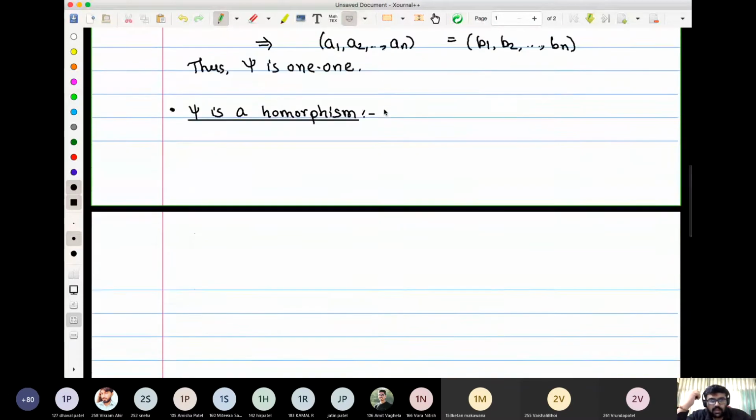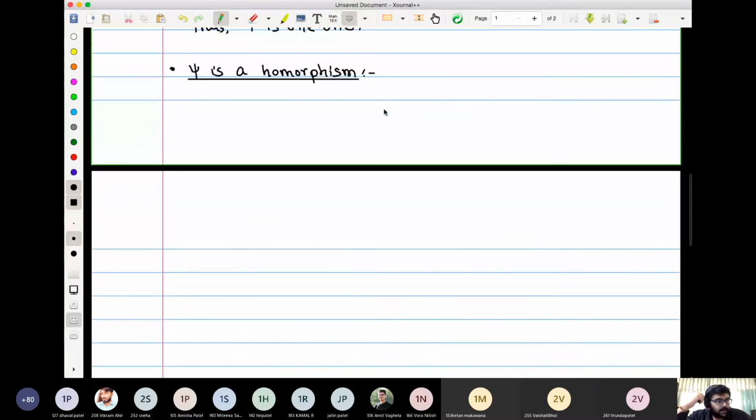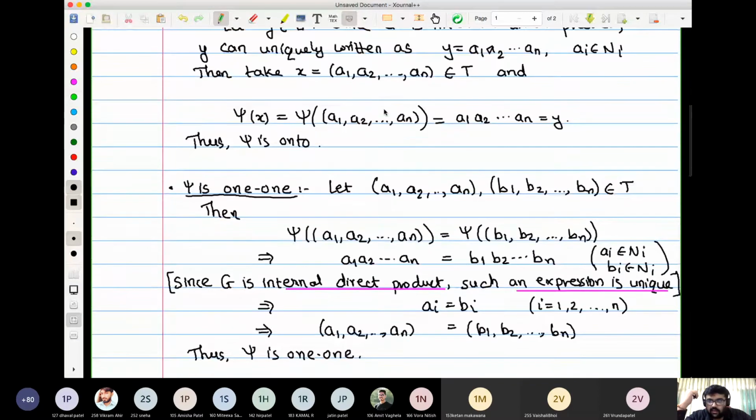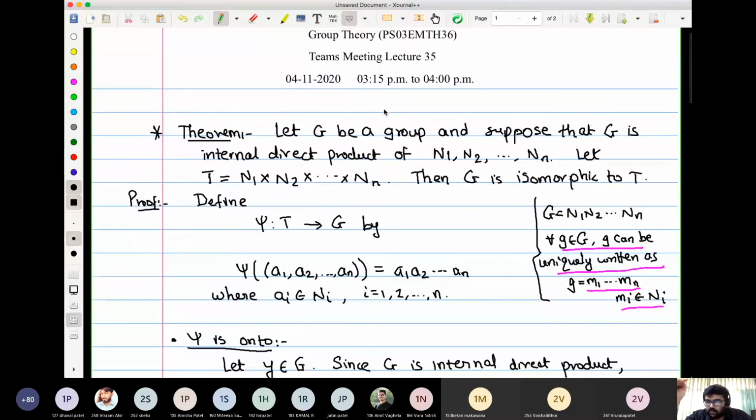So just direct product is sufficient. So yeah, show that psi is a homomorphism. Right? If you are done, raise your hand. If you have tried, let us see whether it is right or wrong.